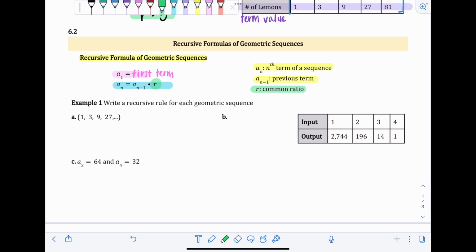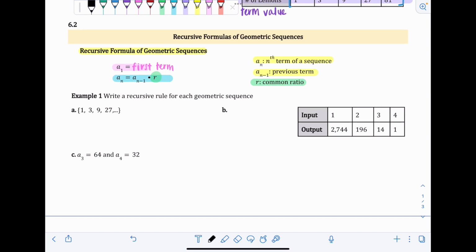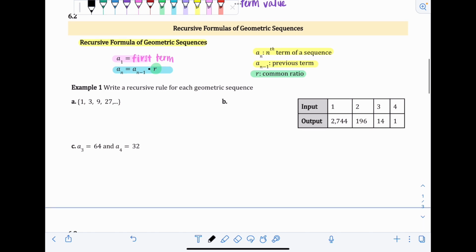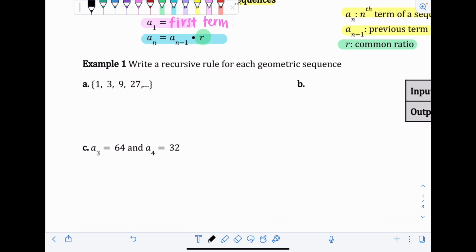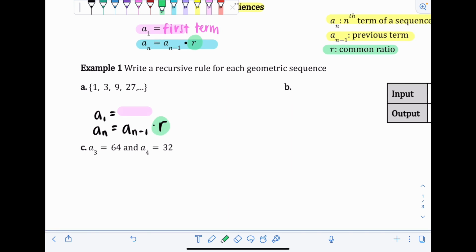Okay, so example 1, write a recursive rule for each geometric sequence. I'm just going to go ahead and copy the formula down really quick, and then we'll take out each letter that we need to as we find out what it is. So it'll be a_1, we'll leave that blank, and then the second part is a_n equals a_(n-1) times r. So we just have to find our first term here, and then we have to put something in for r right here, and we don't need to put anything in for a_(n-1).